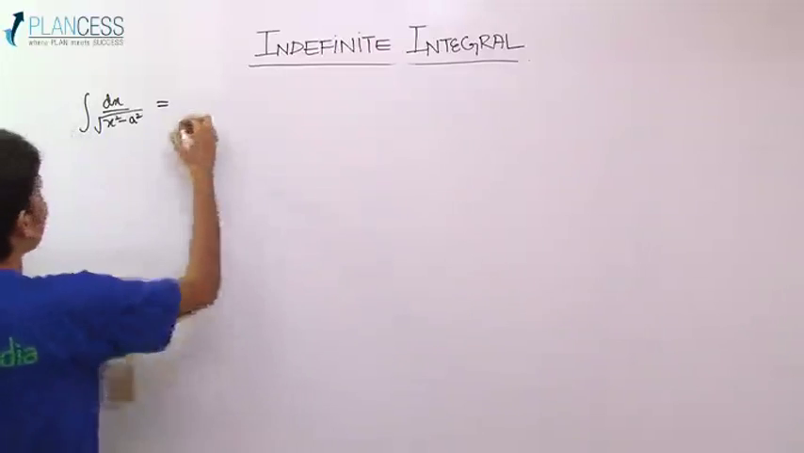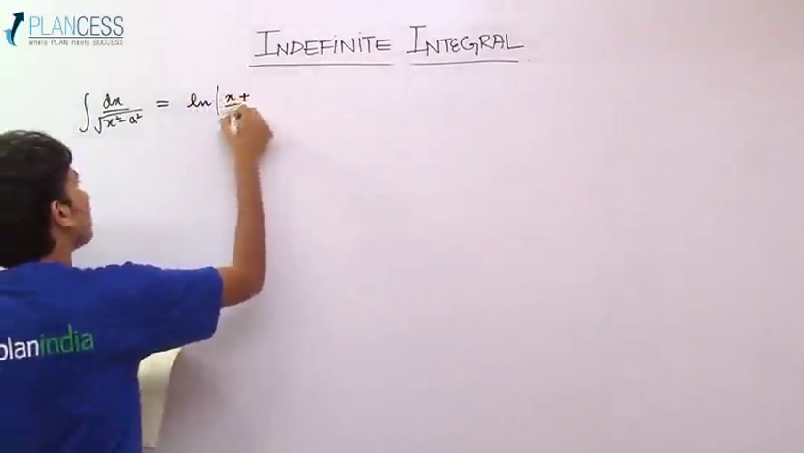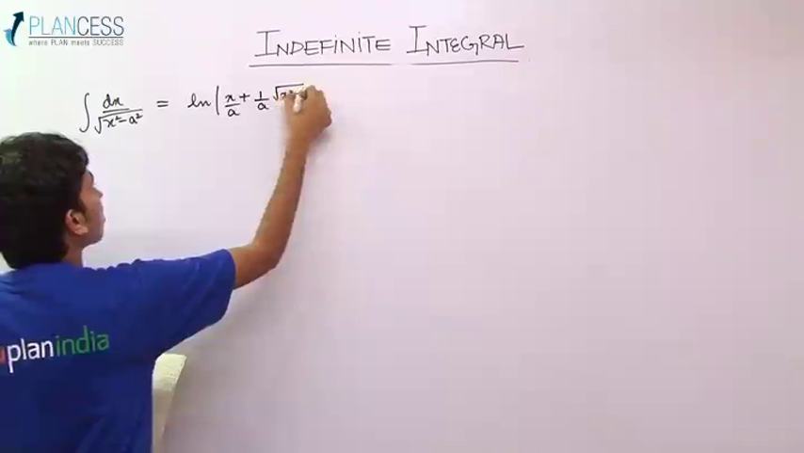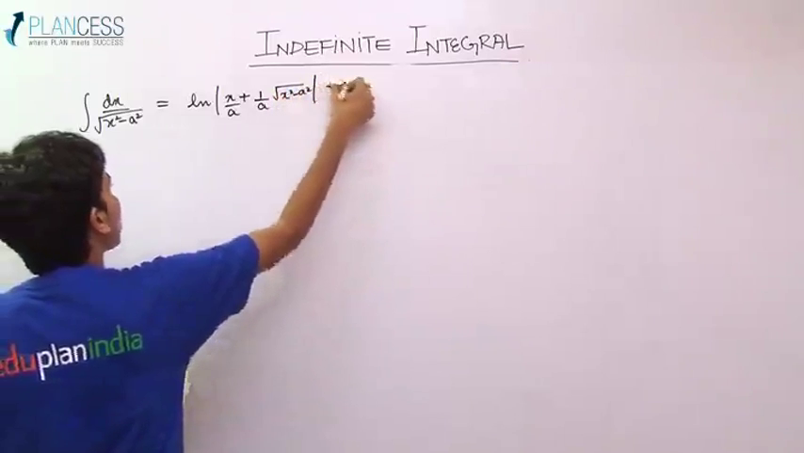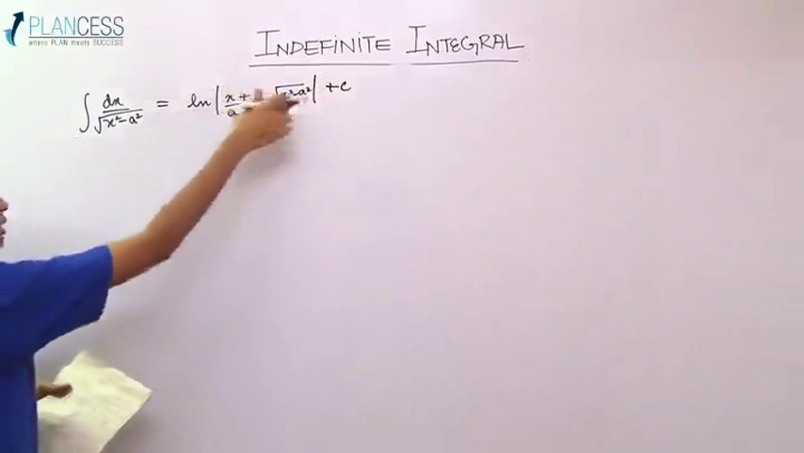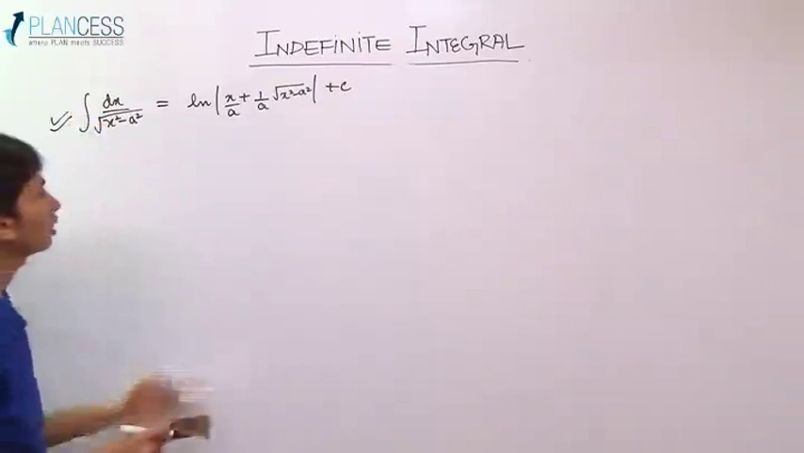So the answer that you should get on solving this is ln mod x plus root of x square minus a square, plus c. Actually, you can basically remove a also because a is a constant, so ln this minus ln that. Okay, I'm not proving this, you can prove this for yourself, but you can remember this.